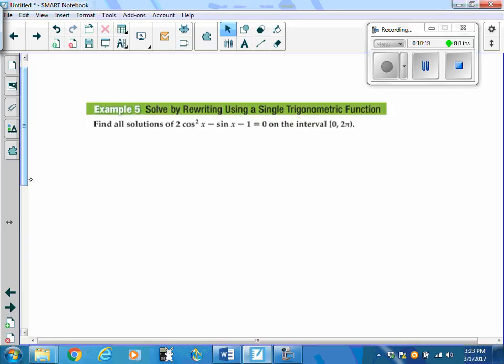You can have a couple more here. This one says solve by writing using a single trig function. So I can see that I actually have cosine and sine. So I'm wanting to replace one of these two functions, either cosine or sine, with another function so that I have all the same. Either it's all sines or all cosines in this case. Well, the only thing I'm really going to be able to replace is this cosine squared because I have the Pythagorean identity.